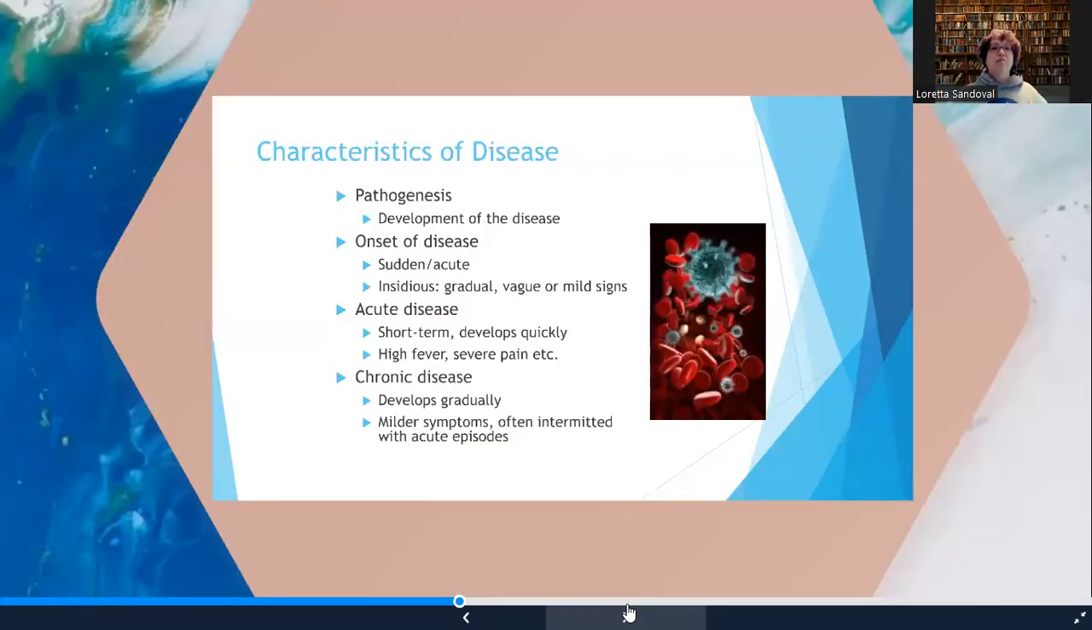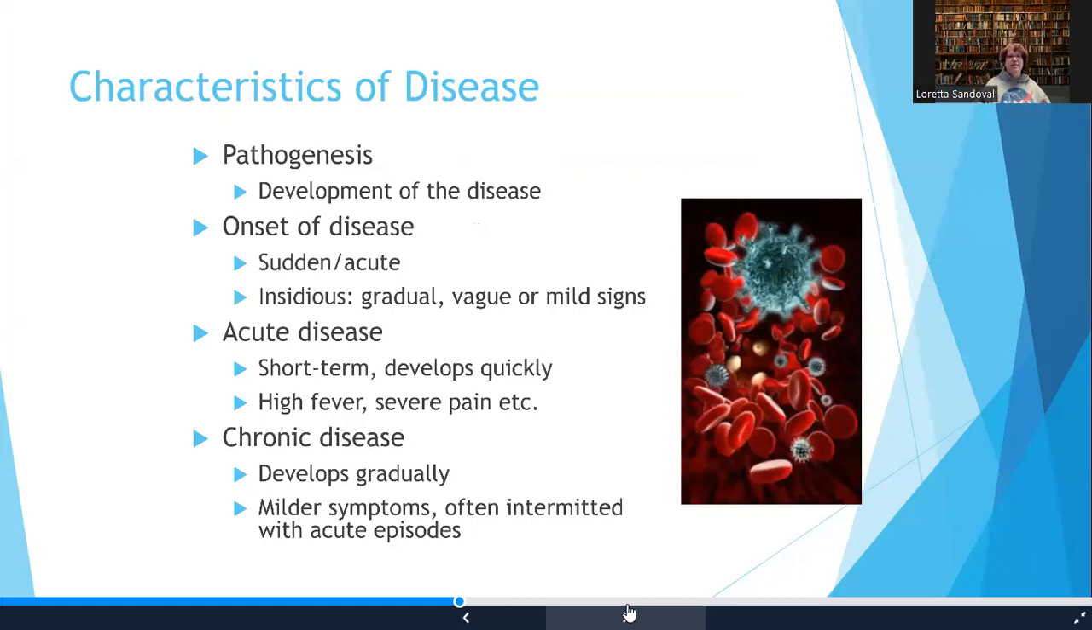So when we start to talk about the characteristics of disease, first we talk about pathogenesis, which is the development of the disease. How does this come about? What happens? And we'll talk about the cellular changes that happen with regard to disease and what causes some of those changes. So how does this disease develop is pathogenesis. The onset of the disease can be sudden, which is considered an acute onset, or it can be insidious, which is gradual and you have vague or mild signs.